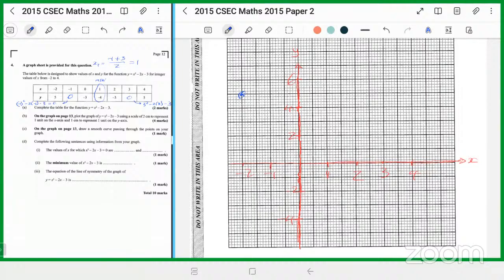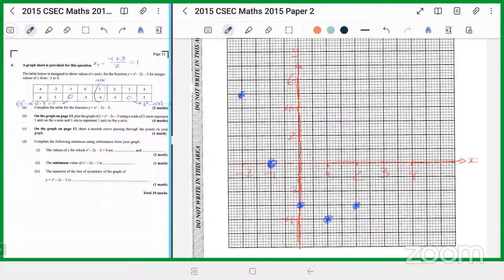Then I want -1, 0, which is on the x-axis right here. Then we want 0, -3. 0, -3 is right here. Then we want 1, -4. 1, -4 is right here. The next one is 2, -3. That's right here. 2, -3.